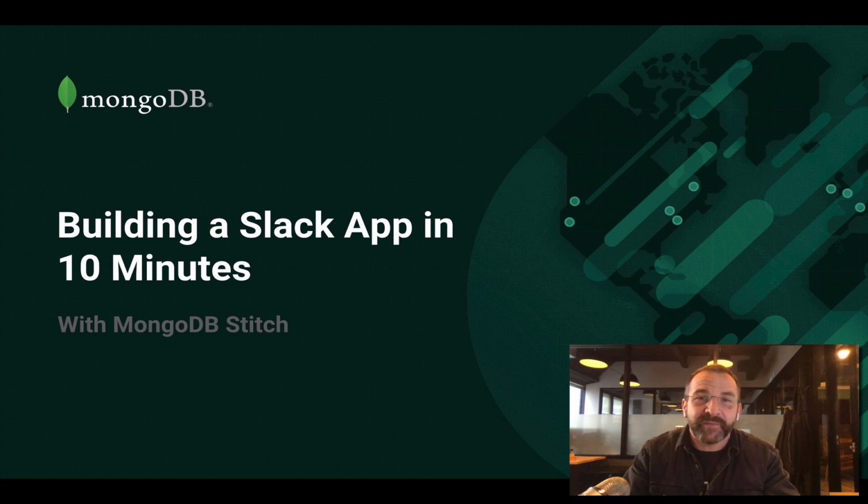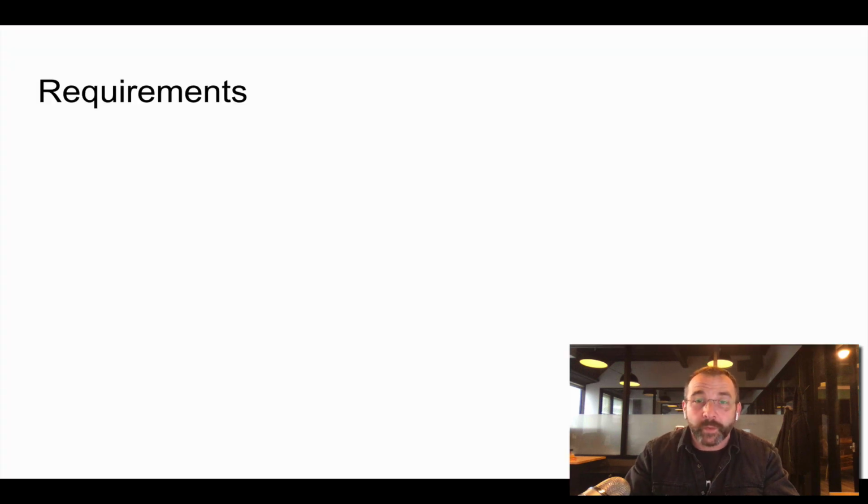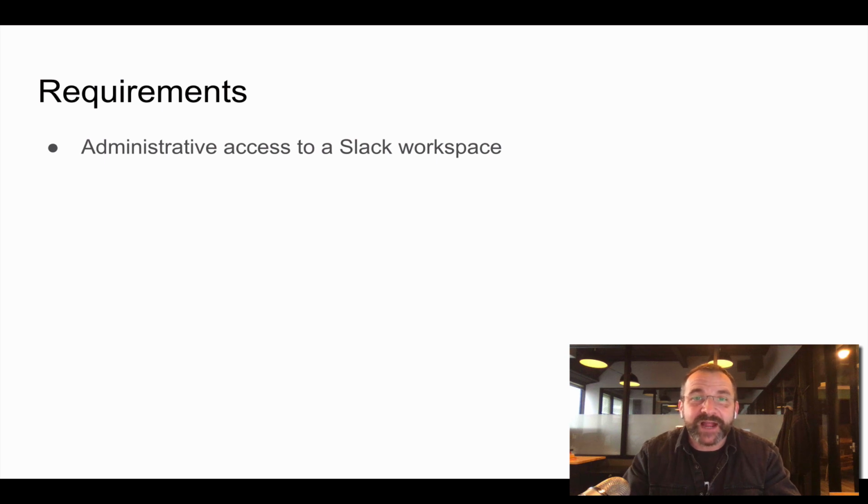And today we're going to talk about building a Slack app leveraging MongoDB Stitch. And we're going to do that in about 10 minutes. There are some requirements for what we're going to do today. First, you're going to need administrative access to a Slack workspace. We're going to add an app to a workspace, so you'll need to have administrative access.